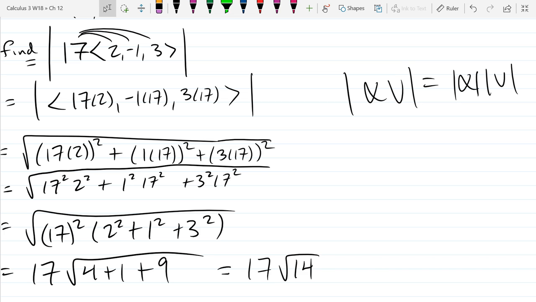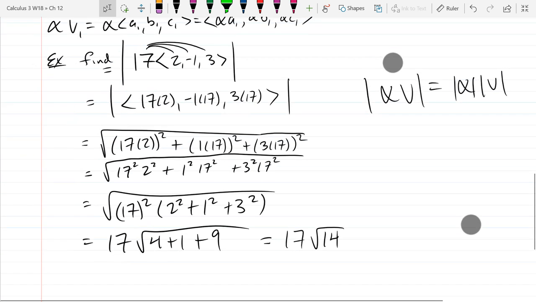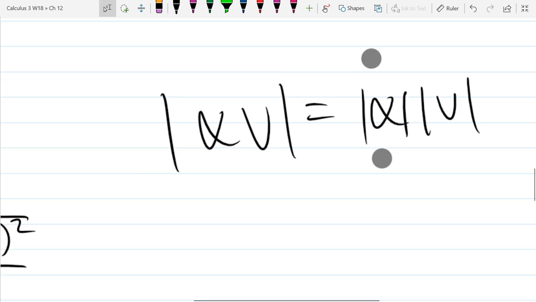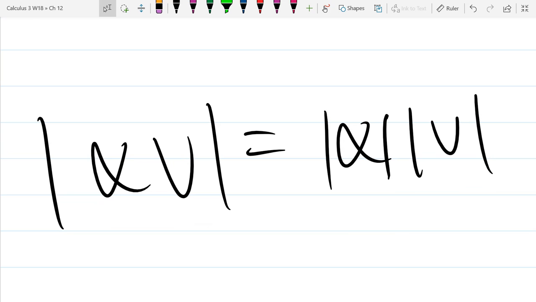Could you multiply all out and then take the square root and end up with the same answer? Yeah, they're equal. That's what this tells you. You can either find the magnitude of the scaled vector or find the unscaled magnitude multiplied by the absolute value of the scale. They're the same thing.